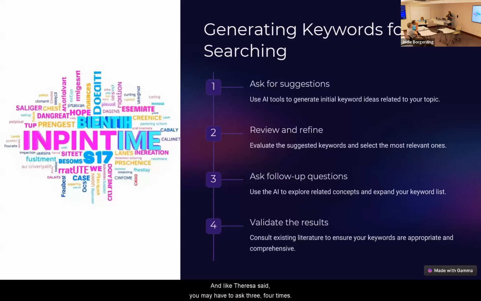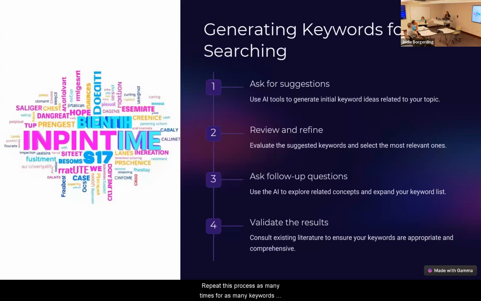And like Teresa said, you may have to ask 3, 4 times, and maybe pull keywords from different responses. But you want to look for terms that accurately represent the core concepts in your research and try to think of what's missing in those results. And again, that's based on your own knowledge of the area or the topic. Ask follow-up questions. If needed, ask it to provide more keywords related to academic performance.